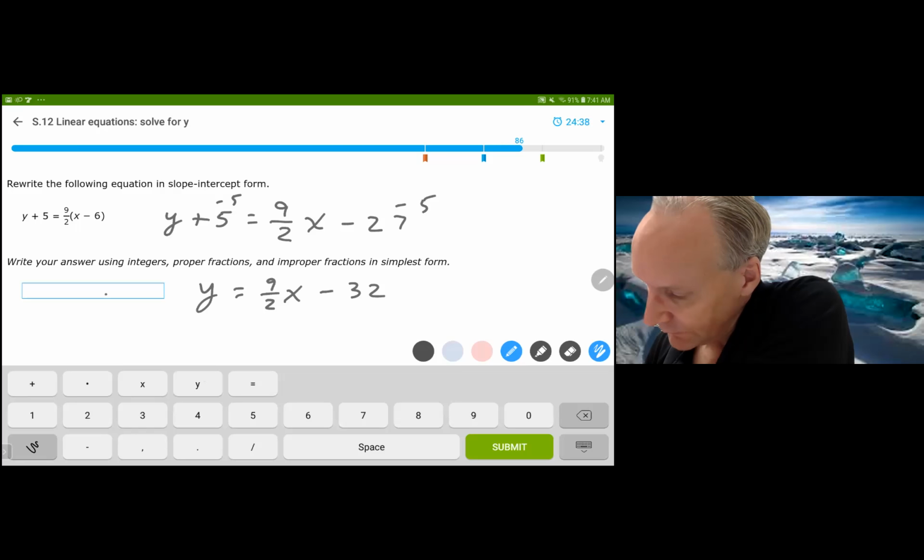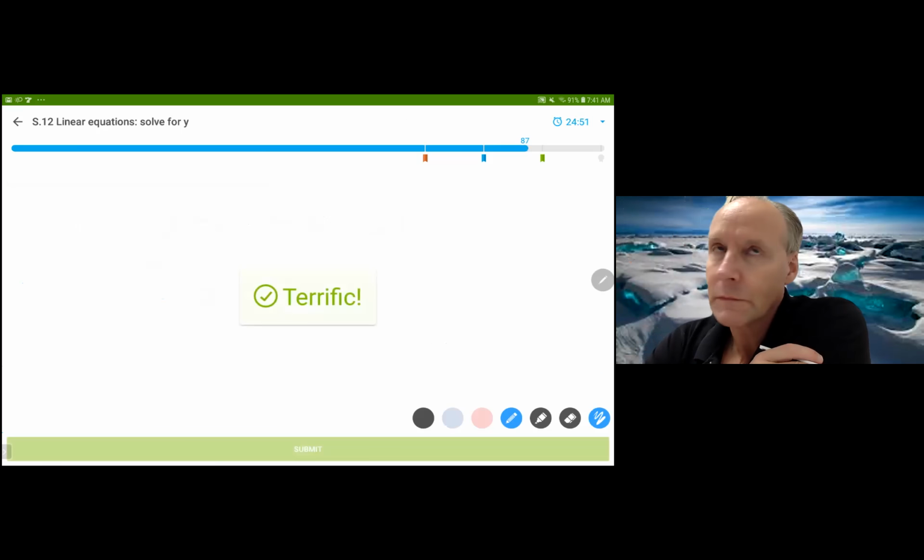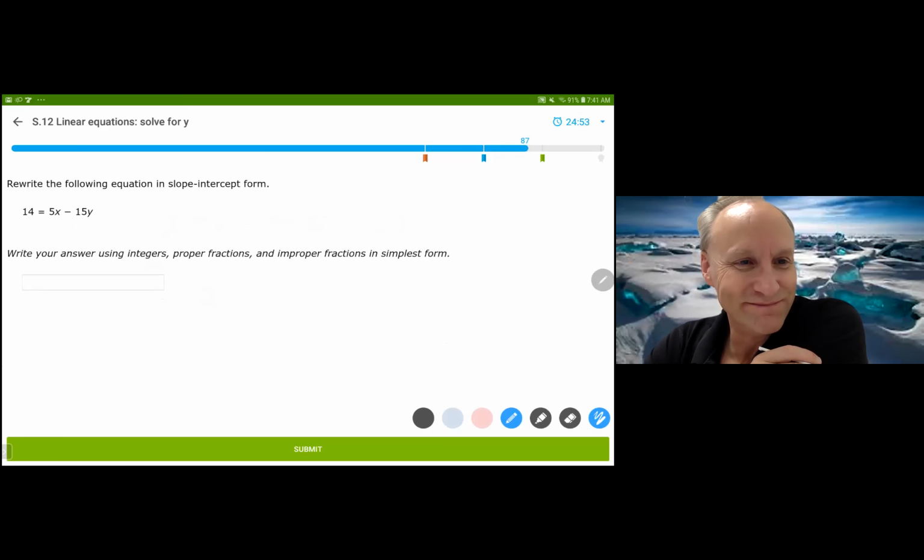And we have y equals 9/2 x space minus space 32. There we go. Okay, we've got standard form.